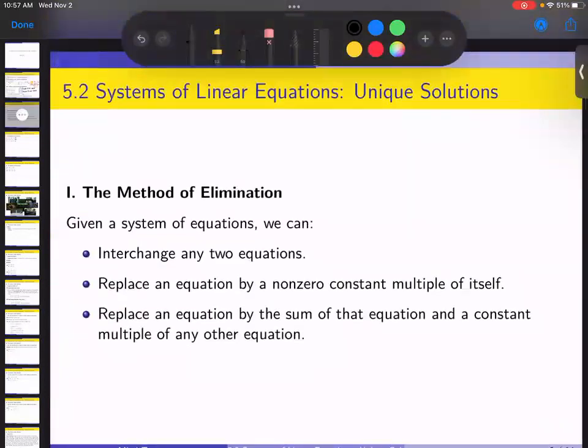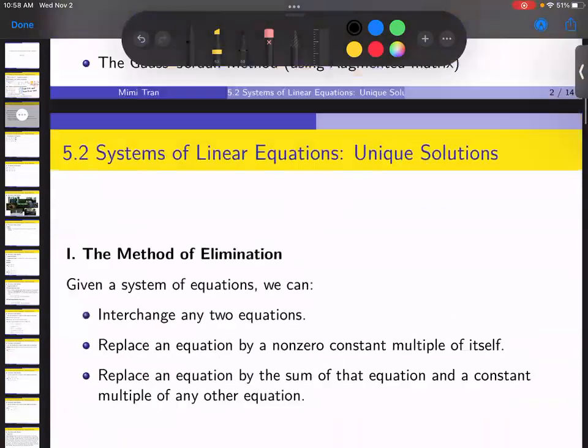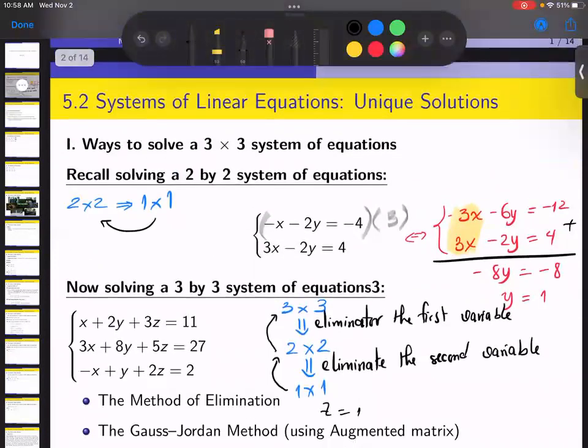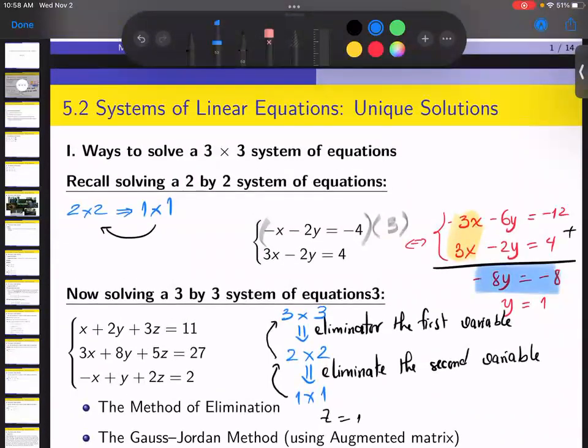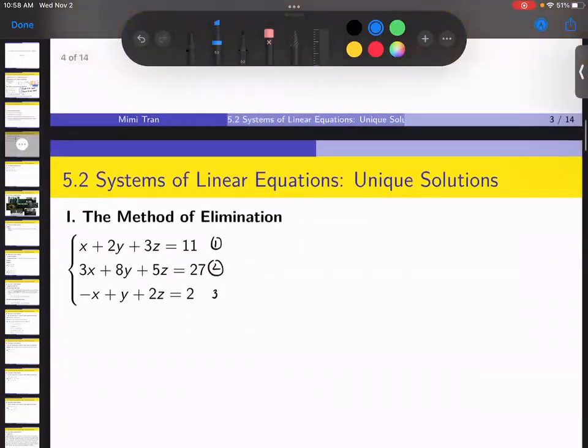I can replace an equation by the sum of the equation and a constant multiple of any other equation. You did this also, right here. You replace one equation by the sum of it and a multiple of another equation. So you can do that. So let's take a look.